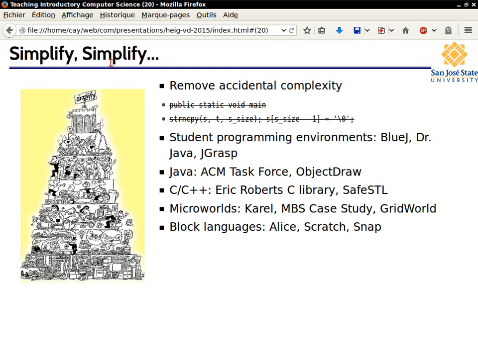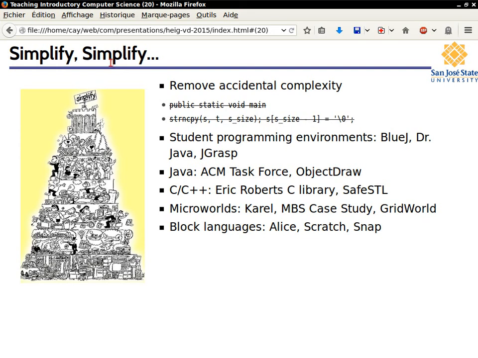The other thing that is well researched is that you want to remove accidental complexity. There's so much going on in your introductory programming course that you really want to remove everything that has nothing to do with algorithms and basic programming. So, you know, in Java you have public static void main. If you do string handling in C, you have to worry about using strncpy and all of that stuff in order not to make basic errors.